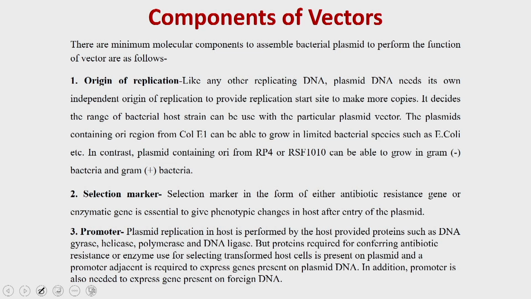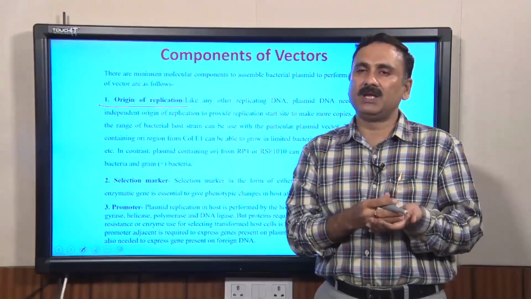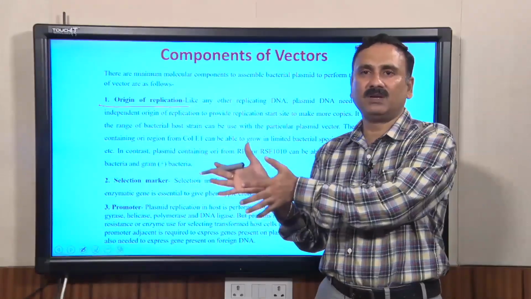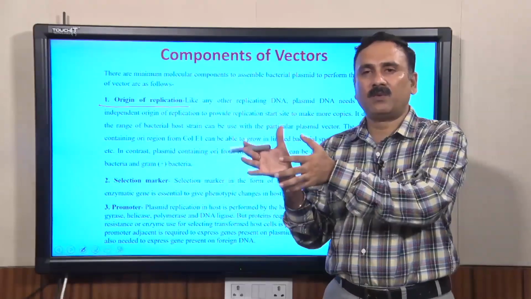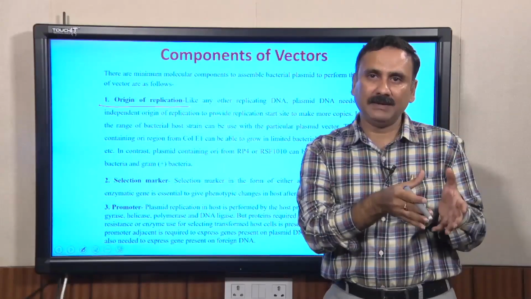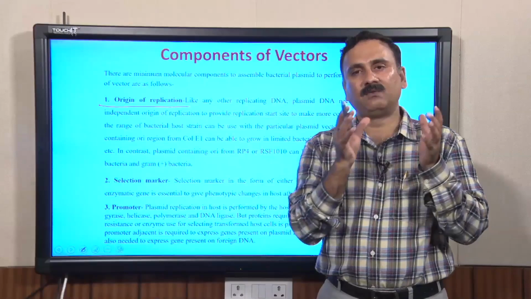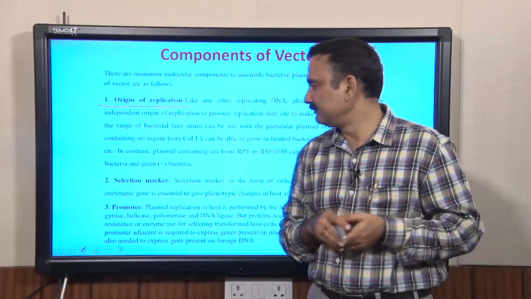So, what are the minimum components required to make a vector? You need an origin of replication, so that the vector is going to replicate within the host. The origin of replication is specific for that particular host. If you are preparing a vector for the bacterial system, then it should be for bacteria. If it is for the mammalian system, then it should be mammalian. If it is for yeast, then it should be yeast.